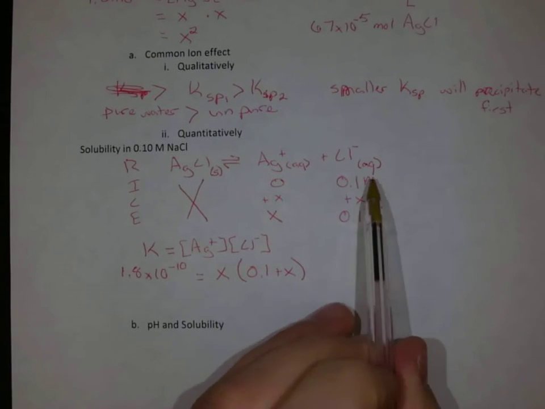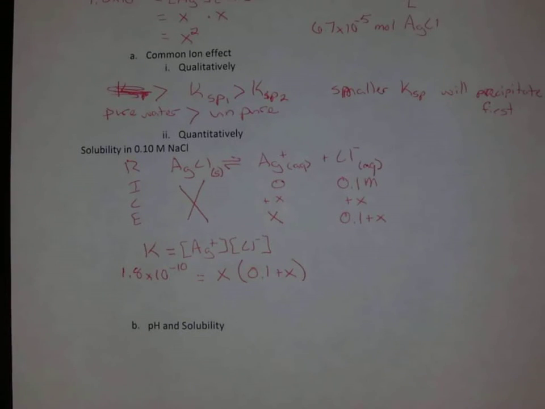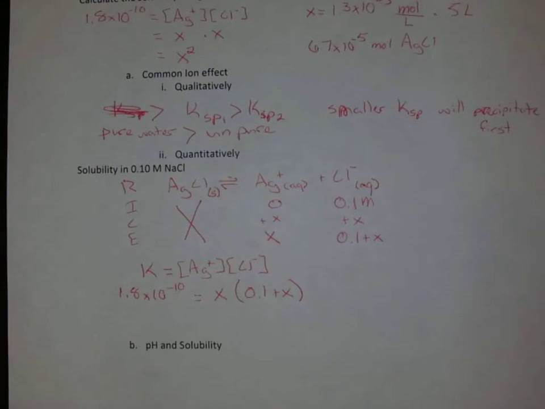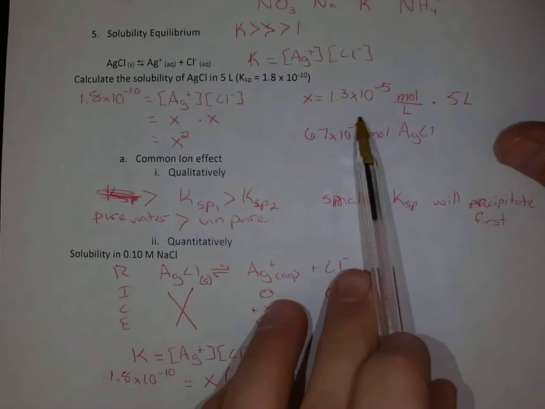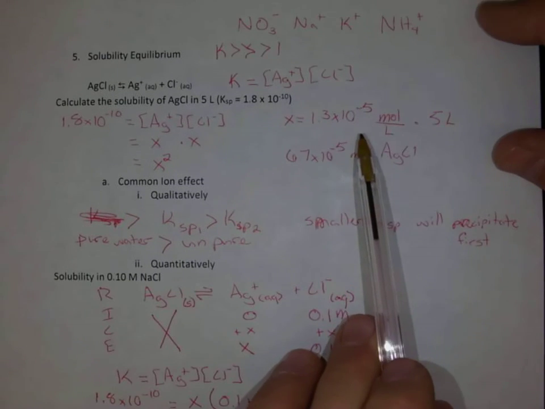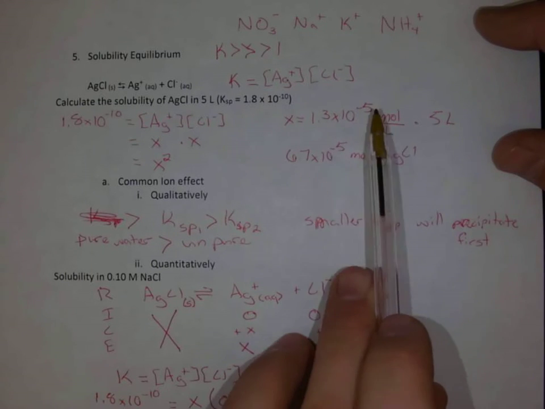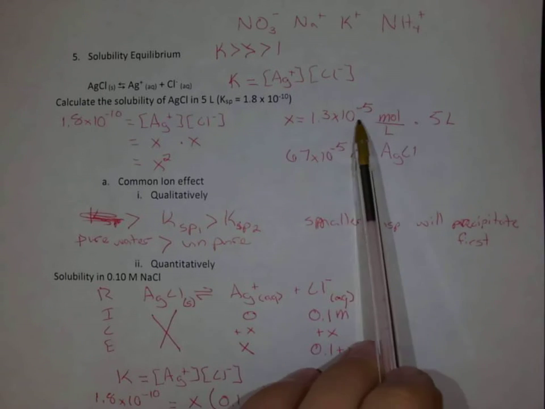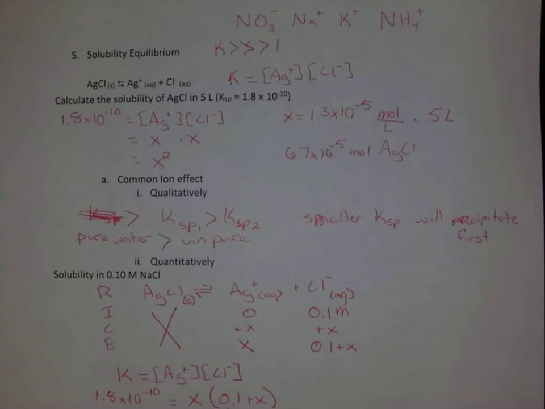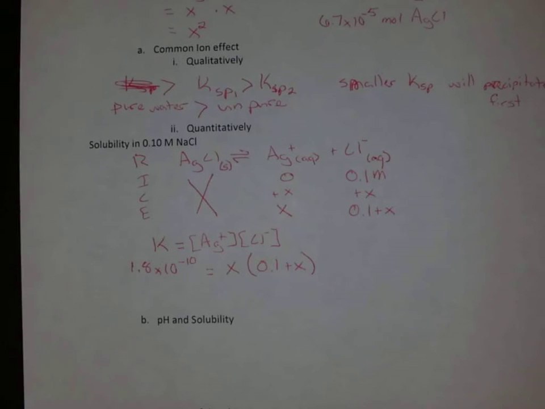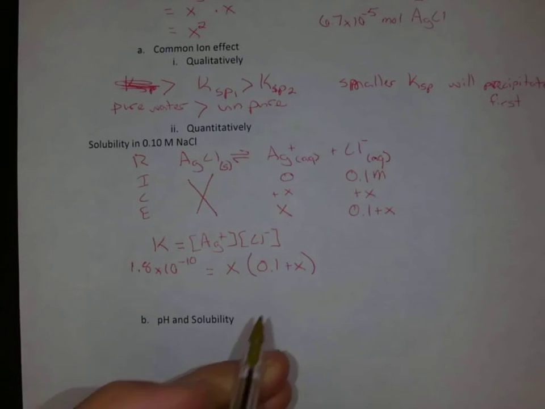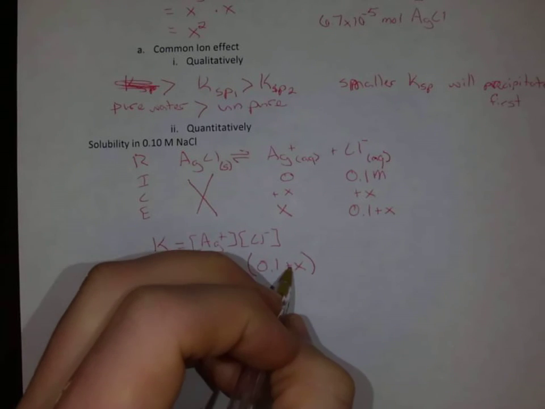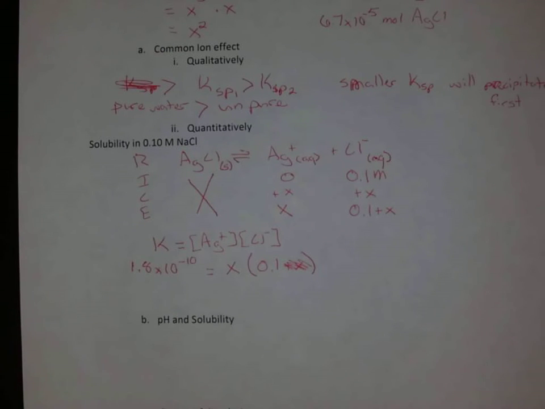Is our chloride concentration going to change a whole lot? Well, let's remember, up above, we said in 1 liter, our concentration is going to be 1.3 times 10 to the minus fifth. 10 to the minus fifth versus 0.1, that's 10 to the minus 1. That's 4 orders of magnitude difference. So that's probably not going to change a whole lot. So we're going to make an assumption where we can kind of just ignore this plus x here.